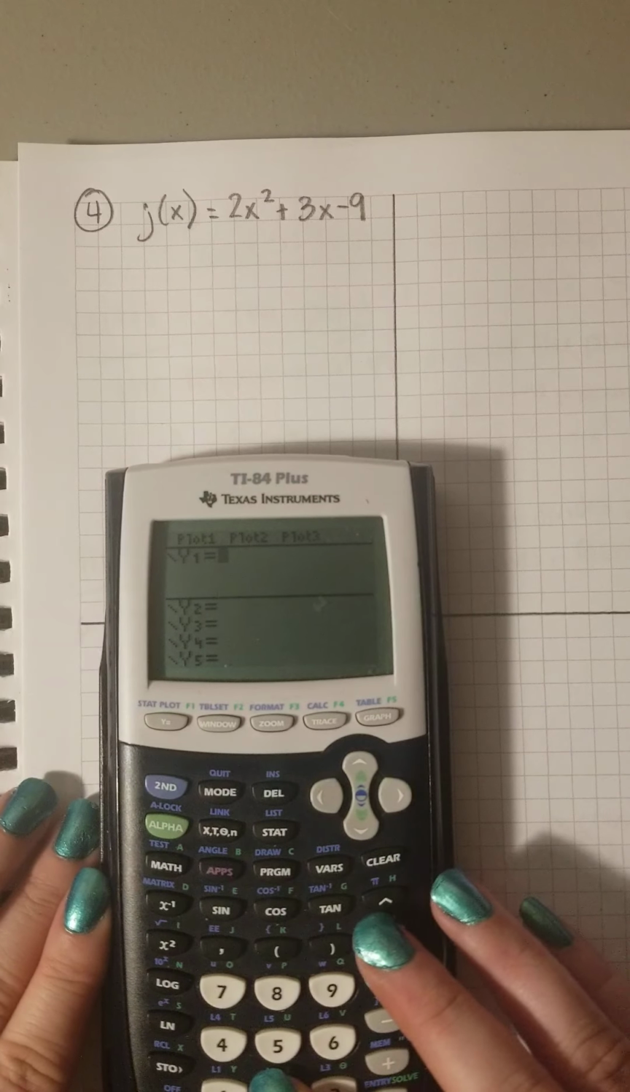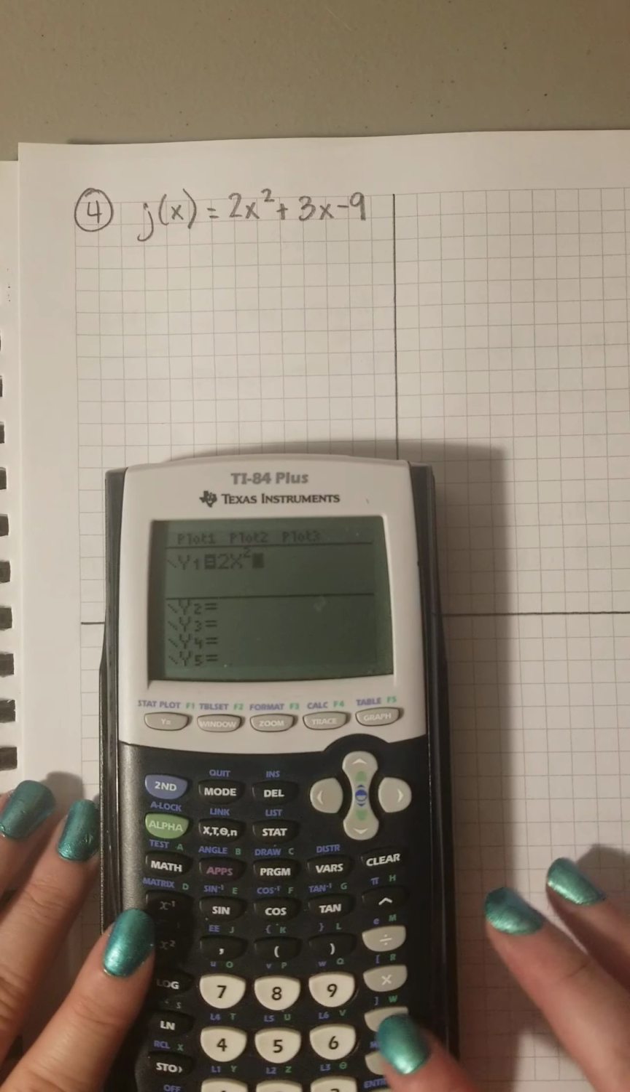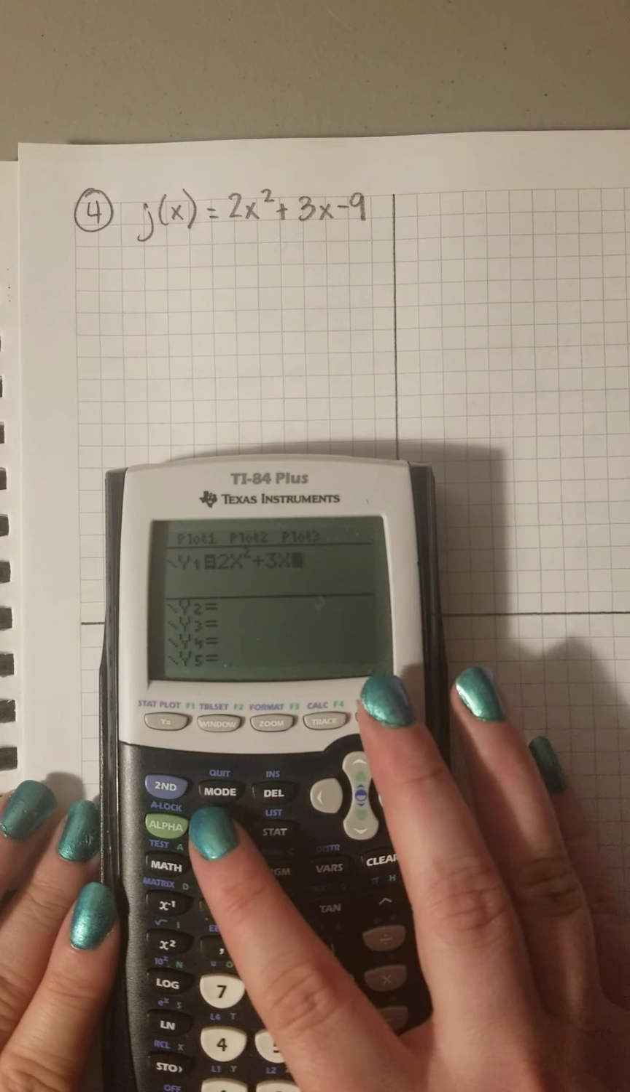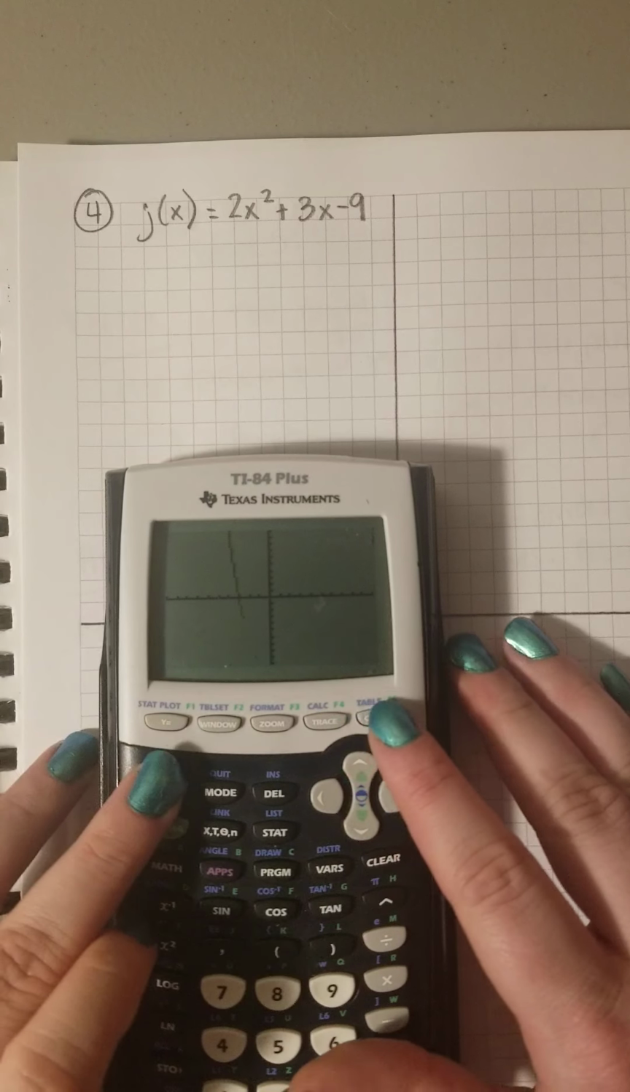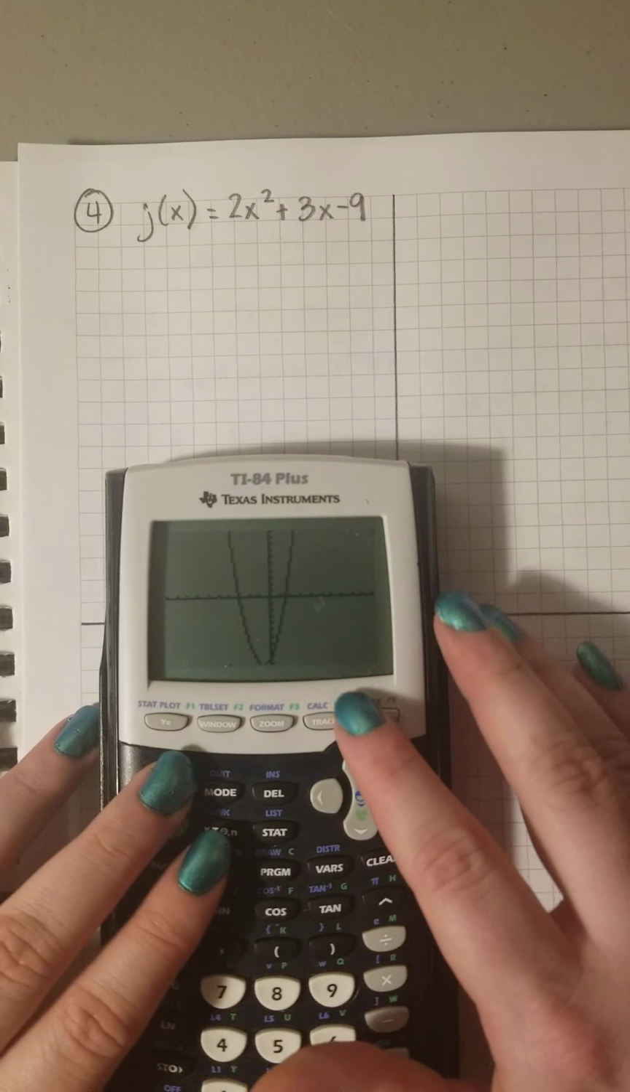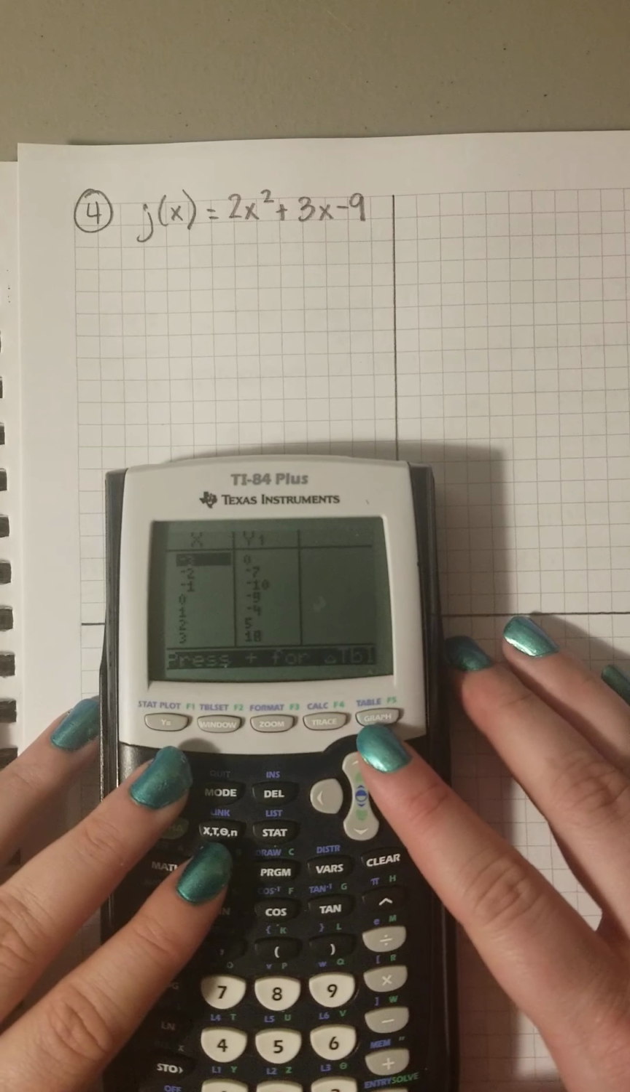And let's put this new one in. 2x squared plus 3x minus 9. I'm going to go to my table. If I push the right buttons, you can see that it's a parabola, and that's what it looks like.